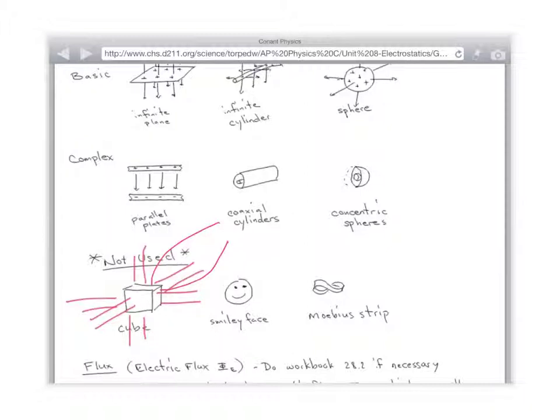All right, only certain shapes have this symmetry, and these are the shapes that we are going to use in class. We're going to leverage this symmetry idea to make problem solving really easy.